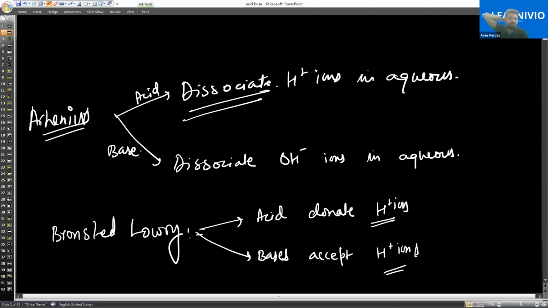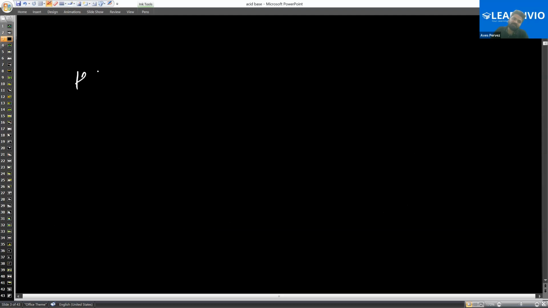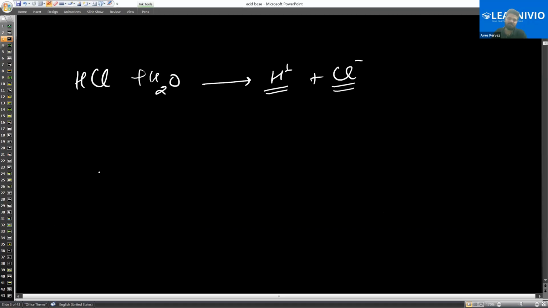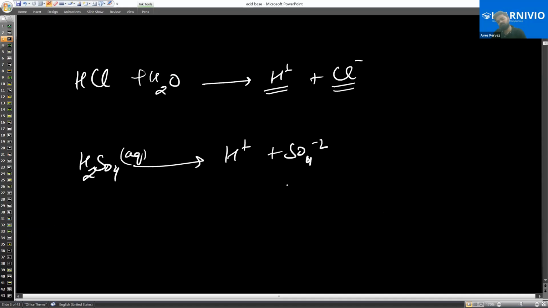Sir, what does dissociate mean in this? Let me explain. For example, when you add HCl to water, it will produce H plus ions and Cl negative ions. Dissociate means get separated. If you add H2SO4 to water, aqueous, it will produce H positive and SO4 minus 2. So it is production of H plus ions.